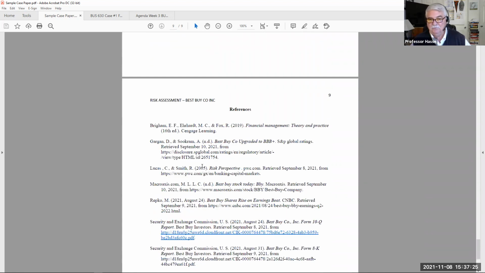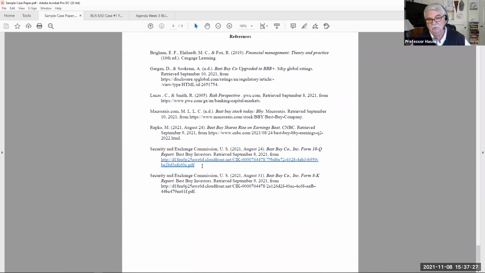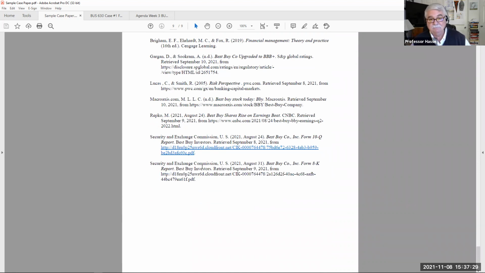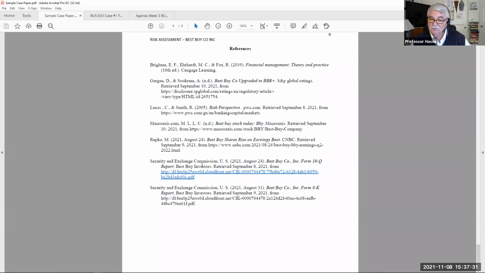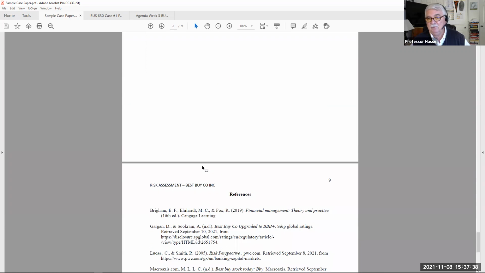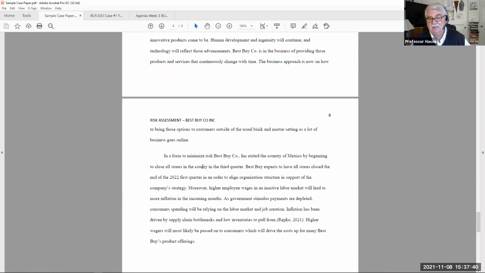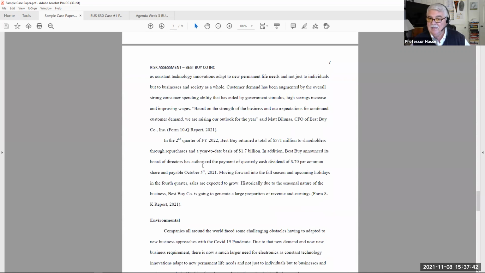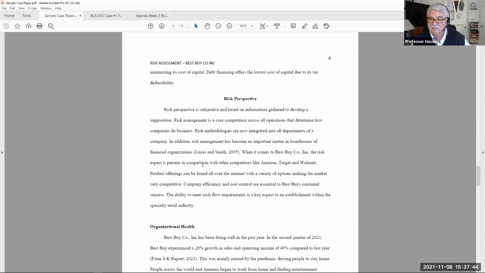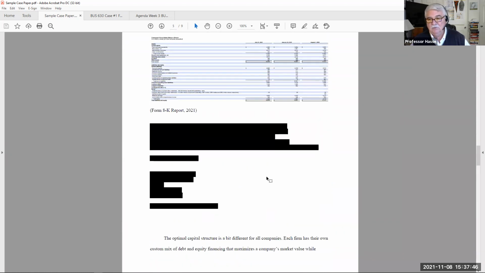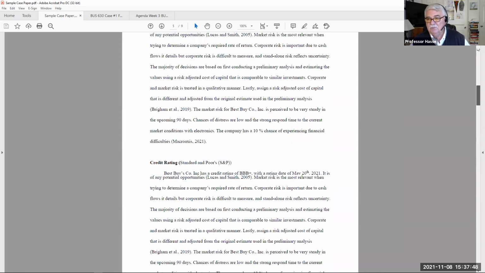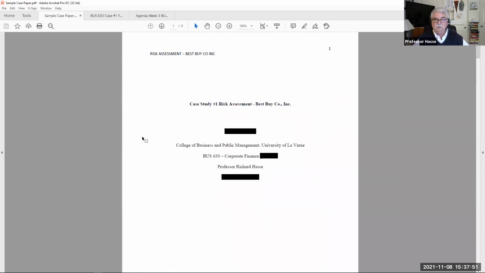And then finally, a reference page explaining to me where you found your information. Very important, because trust me, I randomly check these for your papers. And notice this is a 9-page paper. The maximum is 10. And the person who submitted this work got an A for this work. This is an example of an A paper. So use this as your guide, but do it in your own personal way, your own personal style. But this is the basic format that I'll be looking for.